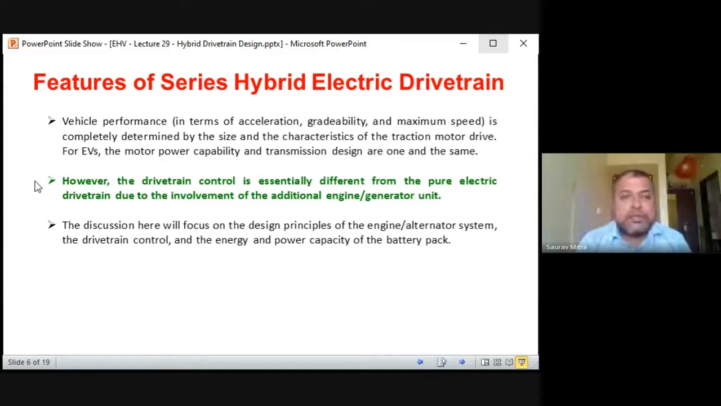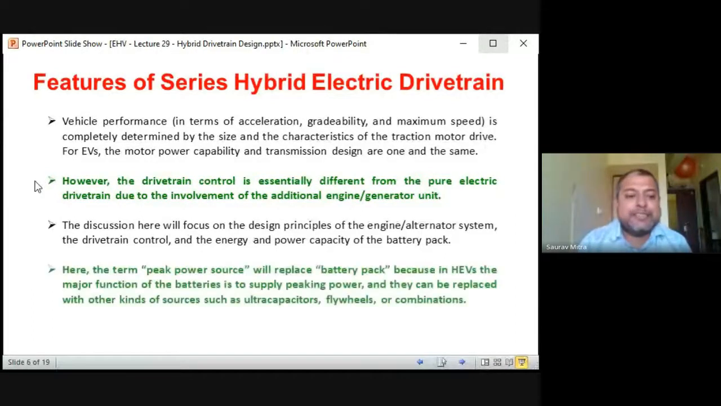Drivetrain control. The drivetrain control will have control of all the intermediate links and all the intermediate power converters. And finally, the energy and power capacity of the battery pack. So the battery pack is the PPS source, the engine generator is the main source, and the drivetrain goes to the motor to the output. So these three are the main designs.